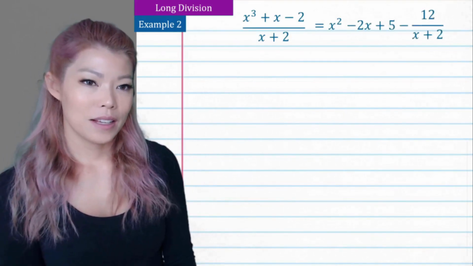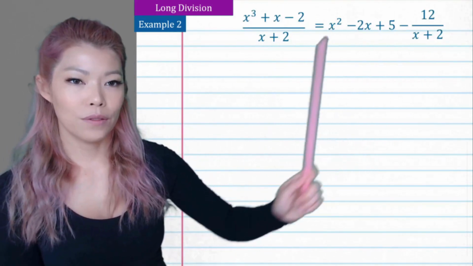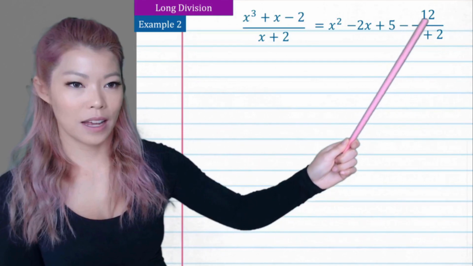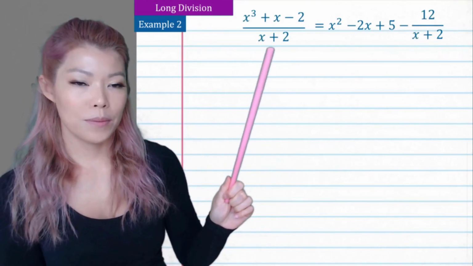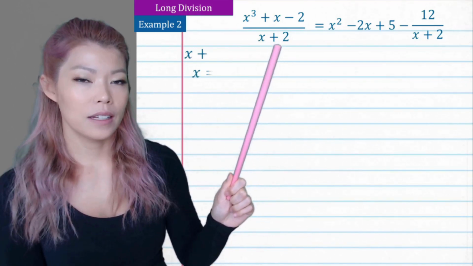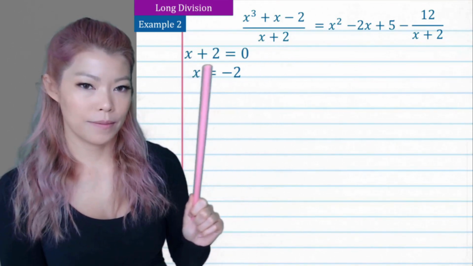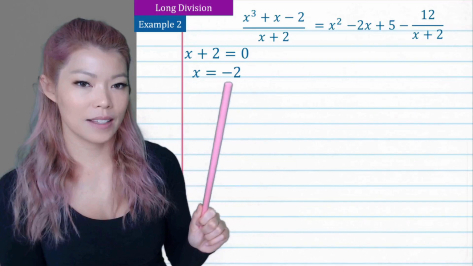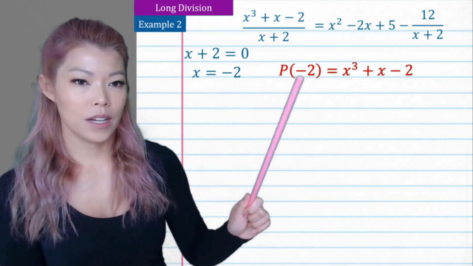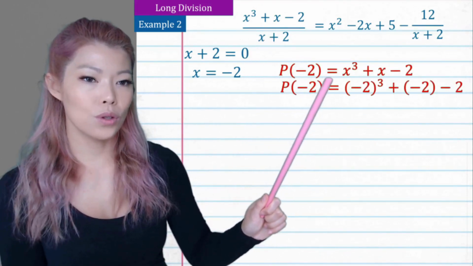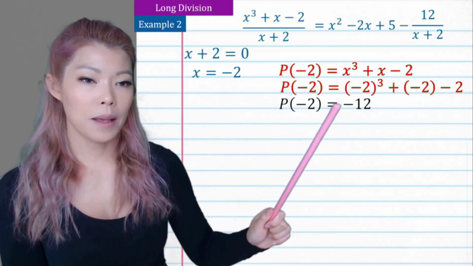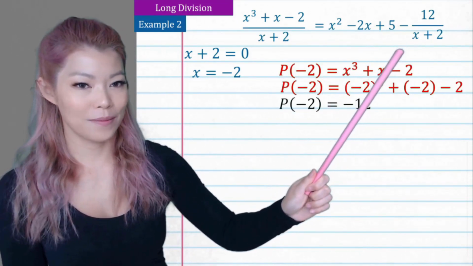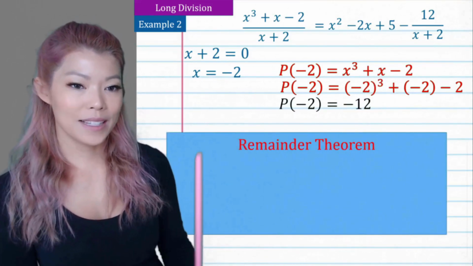So let's try another example. Here I've used the CAS to solve for it, and let's see if it works and we obtain minus 12 as our remainder. So how do we find the remainder? By putting in p of negative 2, because we let that equal 0 and x is now negative 2. So p of negative 2 is negative 2 cubed plus minus 2 and minus 2, which gives us minus 12, the remainder.